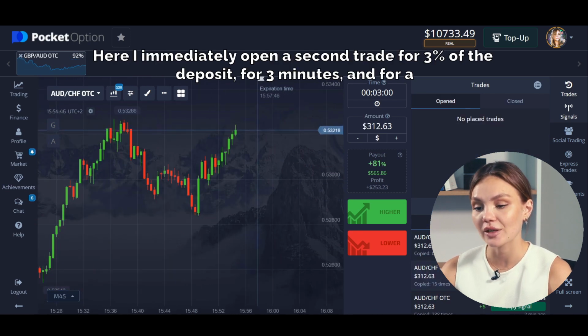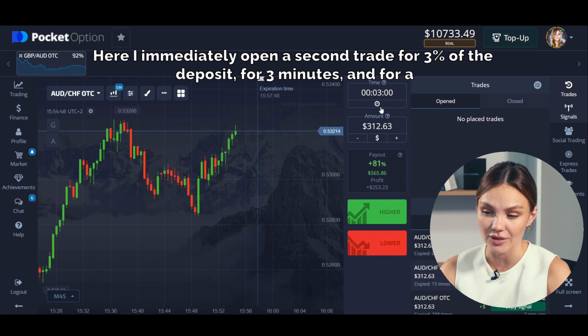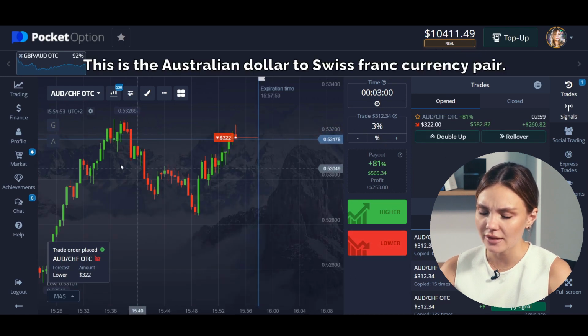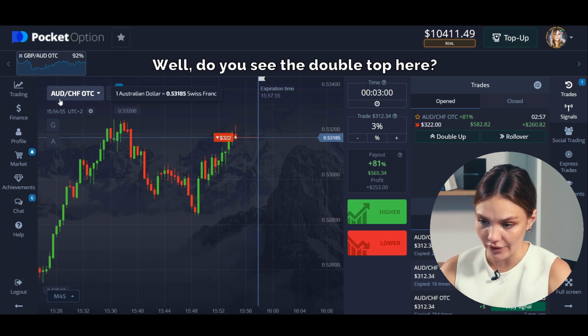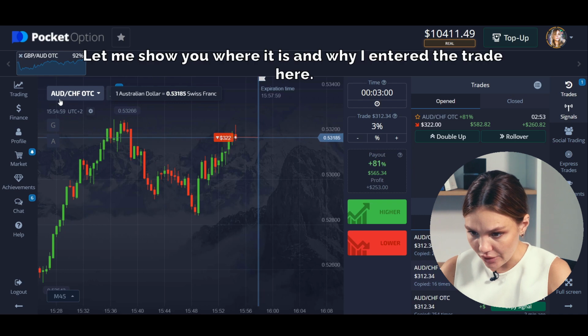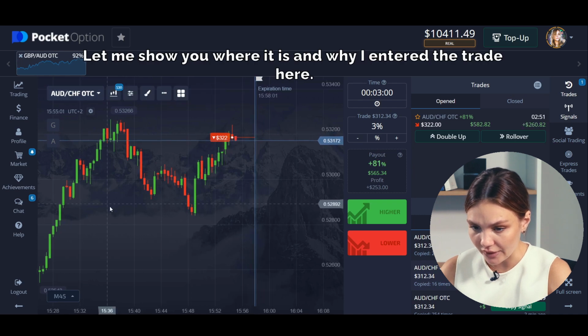Here I immediately open a second trade for 3% of the deposit for 3 minutes and for a decrease. This is the Australian dollar to Swiss franc currency pair. Well, do you see the double top here? Let me show you where it is and why I entered the trade here.